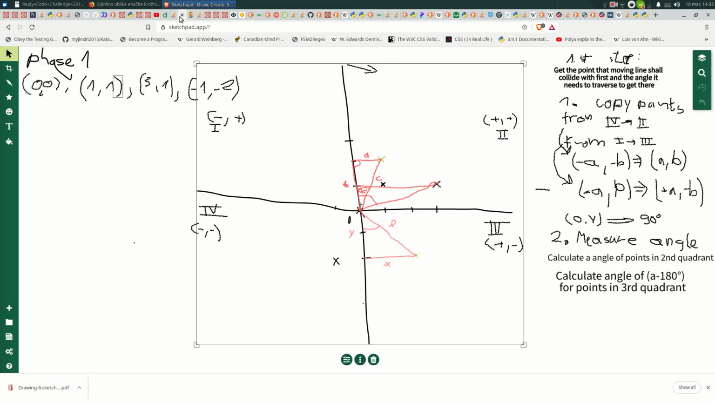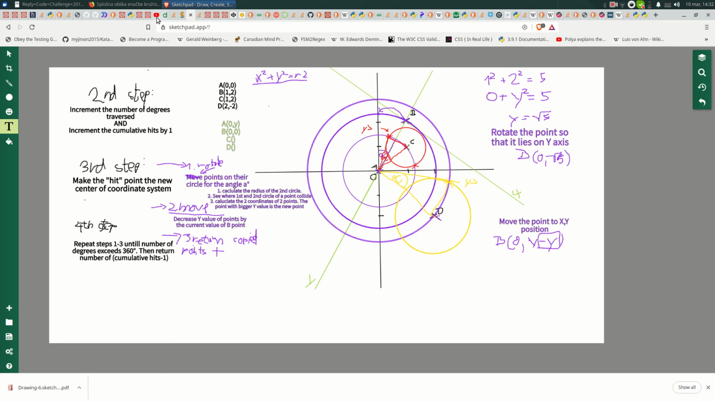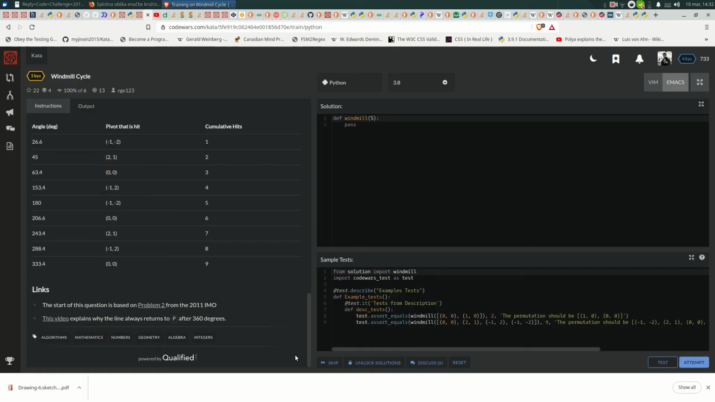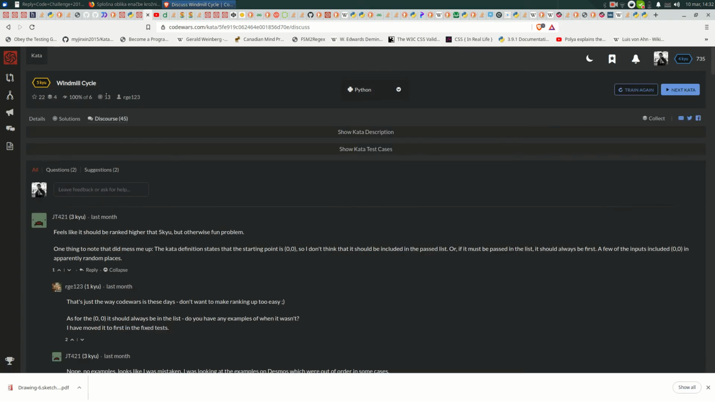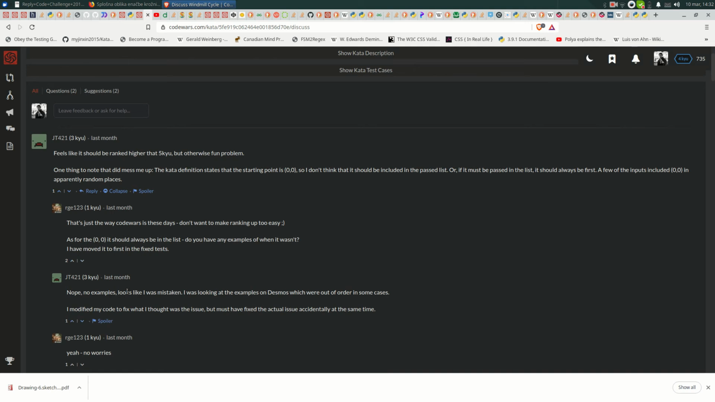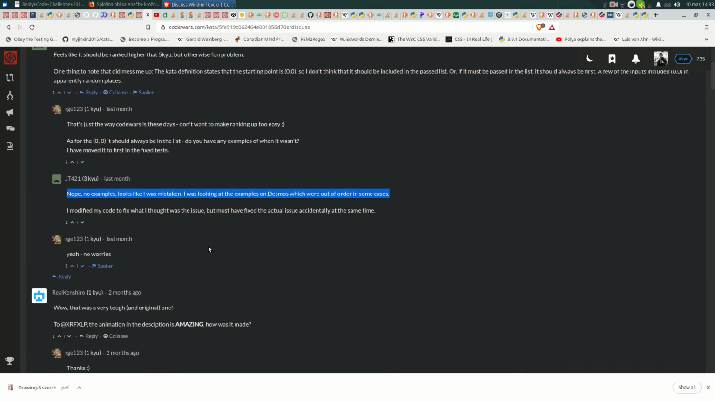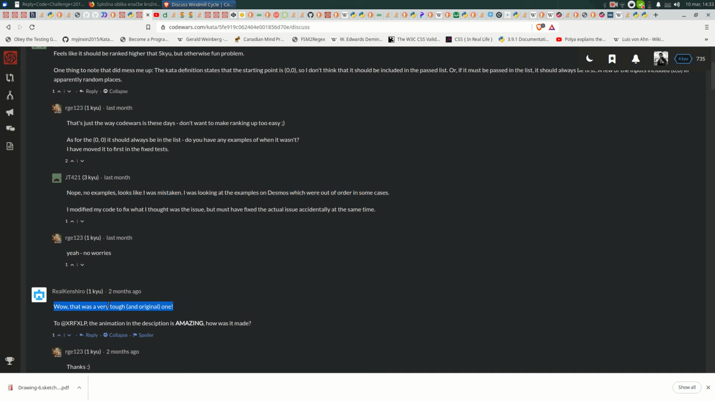And then now we just need to turn that into code. And how can this be 5 kyu? Why am I always solving higher than 5 kyu? Don't want to make ranking up too easy. Nope, no examples. Looks like I was mistaken. Yeah, no worries. That was a very tough and original one.